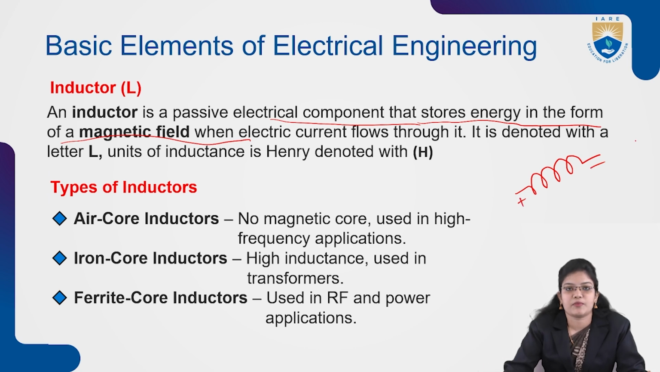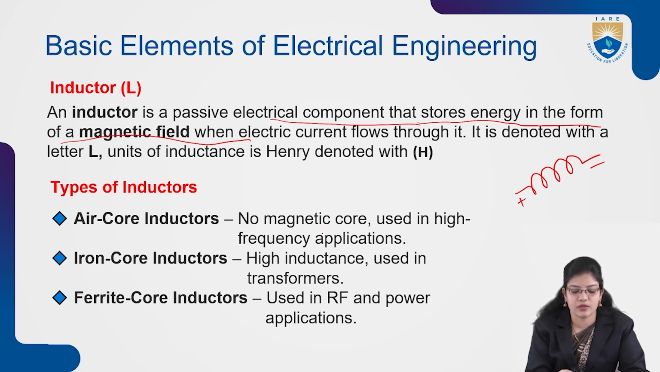There are three types of inductors. The first one is the air core inductor, which is used in high frequency applications. It has no magnetic core. The second one is the iron core inductor, which has high inductance and is used in transformers. The third one is the ferrite core inductor, used in radio frequency and power applications. These are the three types of inductors.